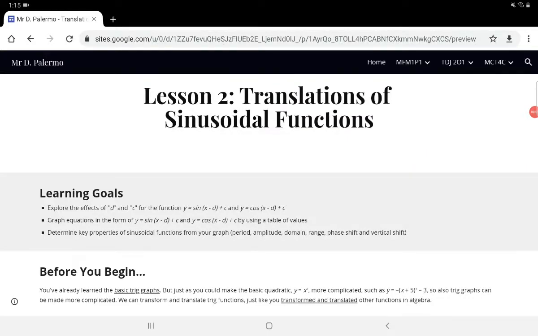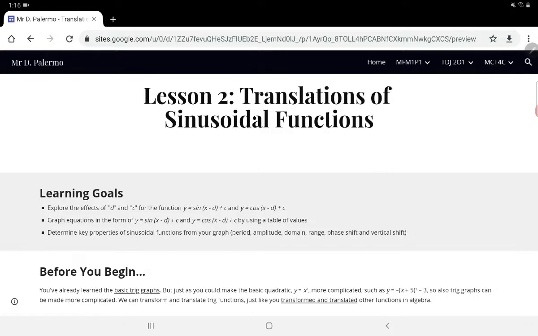All right, let's begin our next lesson where we're going to start to look at the translations of sinusoidal functions. Over the next couple lessons, we're going to be moving our sinusoidal function around our Cartesian plane, as well as changing the shape of it a little by stretching it or compressing it or reflecting it across an axis. But we're going to start off easy and just start with translations of sinusoidal functions.